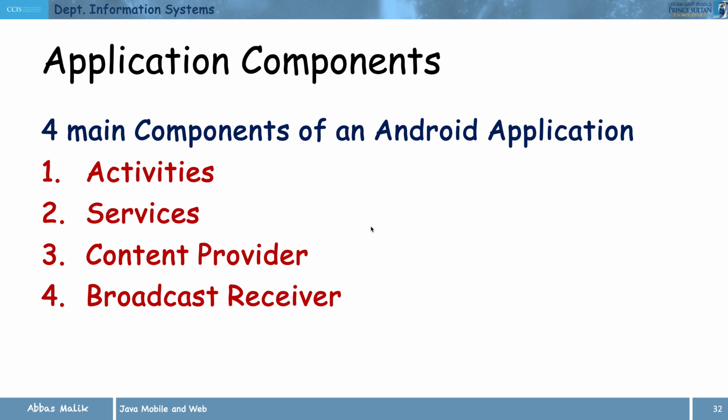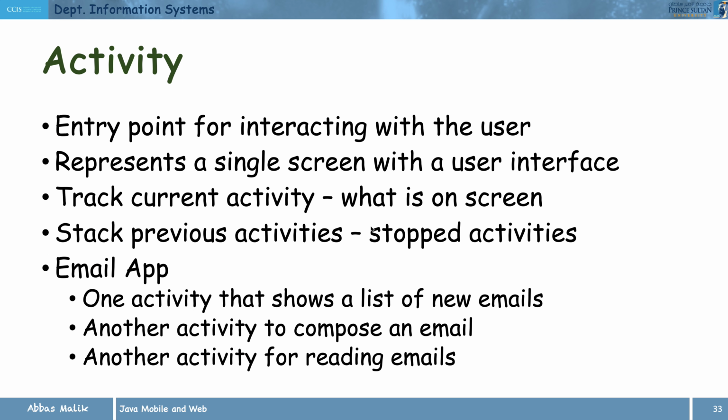There are four main components in the Android application. The first one is activity, second services, third content providers, and the fourth one is broadcast receivers. First, as I told you, an activity is a screen that you design for your application. That one screen that you are designing is an activity. It is also an entry point into your application.